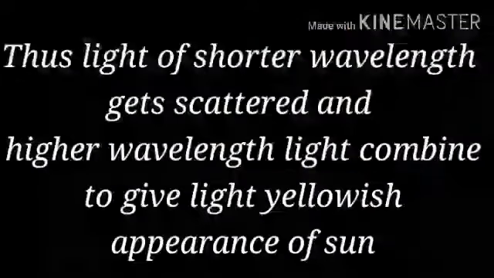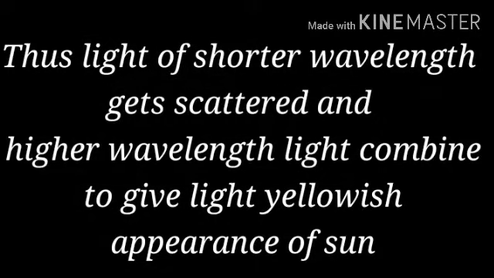When the light enters the earth's atmosphere, the shorter wavelengths get scattered everywhere, and the longer wavelength light, that is the red, orange, yellow and green color, combine together to give a white light. Thus, light of shorter wavelength gets scattered and longer wavelength light combines to give the light yellowish appearance of the sun.